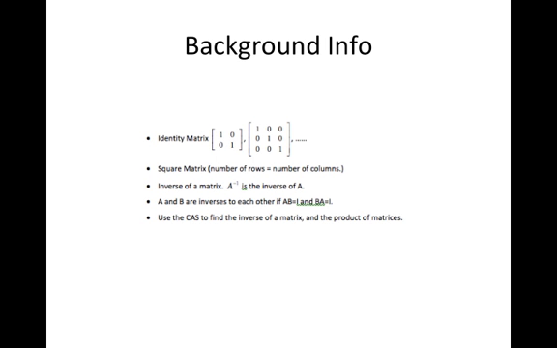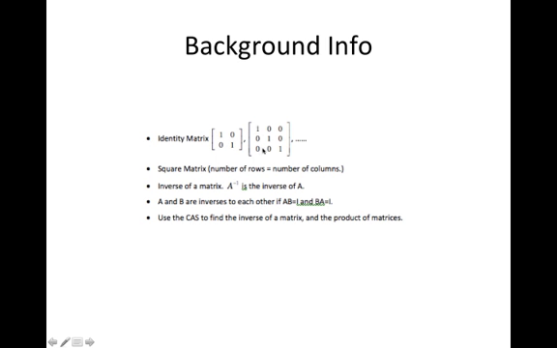The matrix equivalent to a 1 is an identity matrix, and they only exist for square matrices, where the number of rows equals the number of columns. So there is an identity matrix for every size of square matrix. A 2 by 2 matrix has the identity matrix of 1, 0, 0, 1. You're going to have ones on the main diagonal, upper left to lower right, and then zeros everywhere else. So for a 3 by 3, you would have ones again on the main diagonal and then zeros everywhere else.